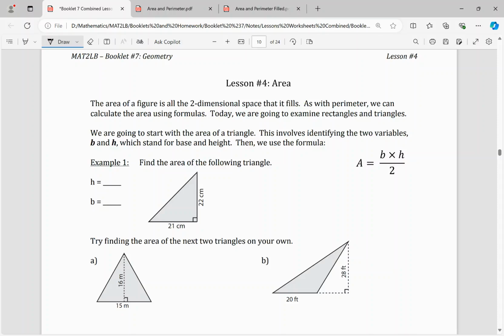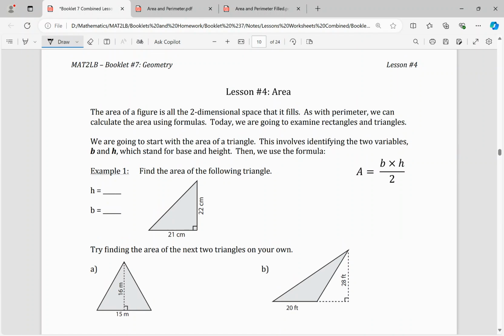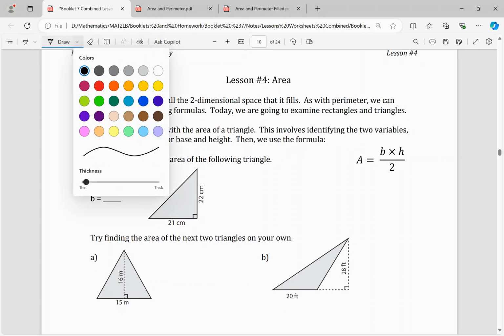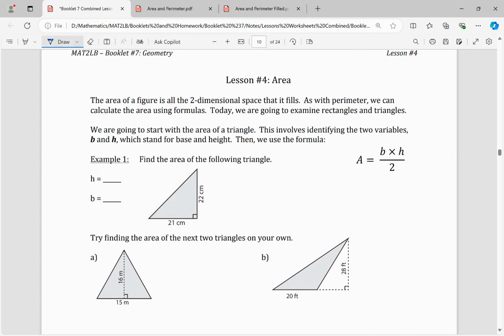All right, guys. In this lesson, we are completing lesson 4 in booklet 7. This one is called area. So at this point, we're moving away from all of the perimeter lessons and moving to something slightly different. Instead of talking about the distance around a shape, we are talking about the area, which is the amount of space that the shape takes up.